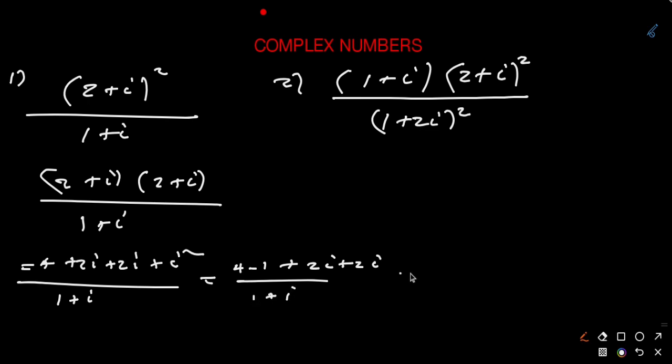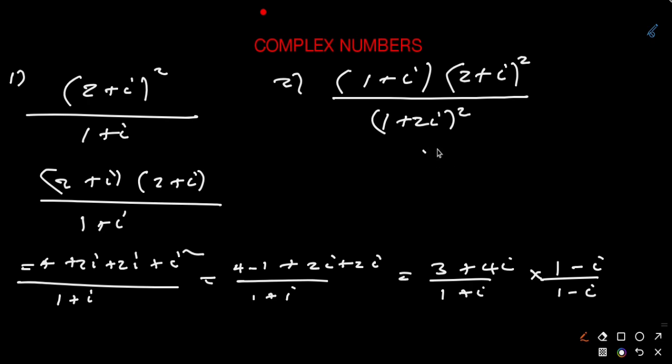So here, what are we going to have? We are going to have (3 + 4i) divided by (1 + i). Here you multiply by the conjugate, the numerator and the denominator. So this one multiplied by this one, what are we going to have?